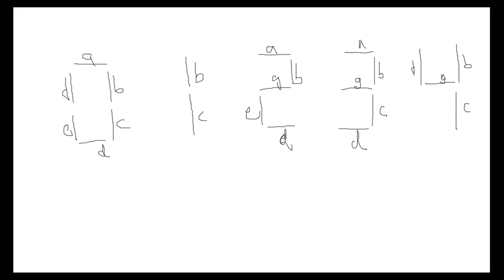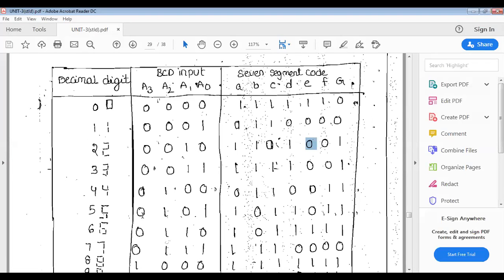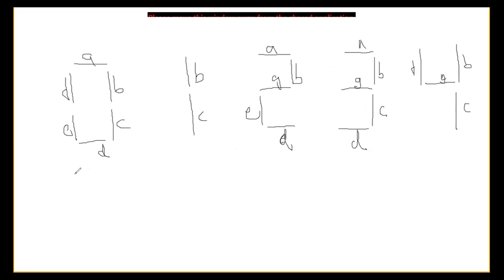Now coming to the 5th one, see the 5 here. The binary of 5 is 0, 1, 0, 1. So which one is off? The B and the E. B and E is off. So see here the B is 0 and E is 0. The remaining all is on. To get 5 on the output side, the BCD, let us see it as a 5.